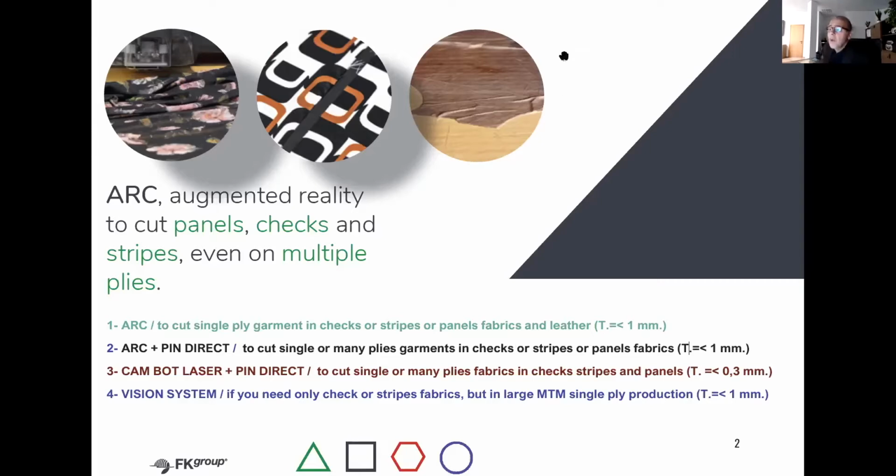How is it possible? The solution when you have these kinds of problems is the CAN-bot laser. This is also patented by us. I'll show you the movie about this kind of technology. It's an integration between arc plus laser.